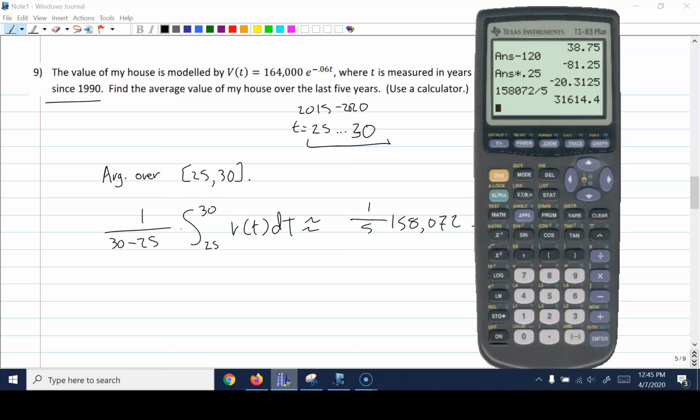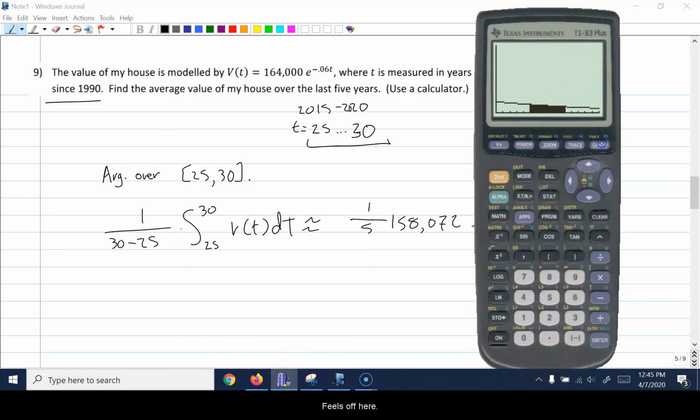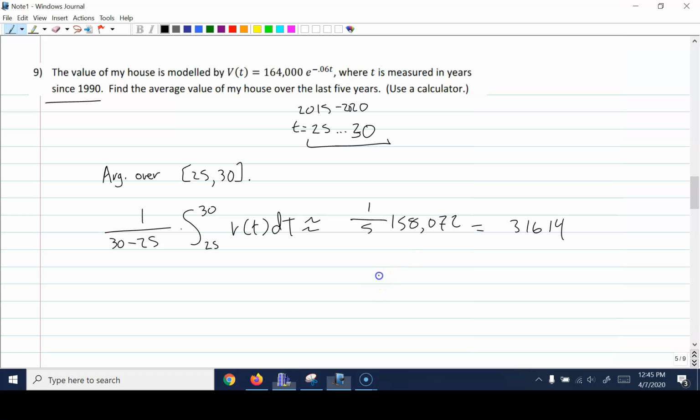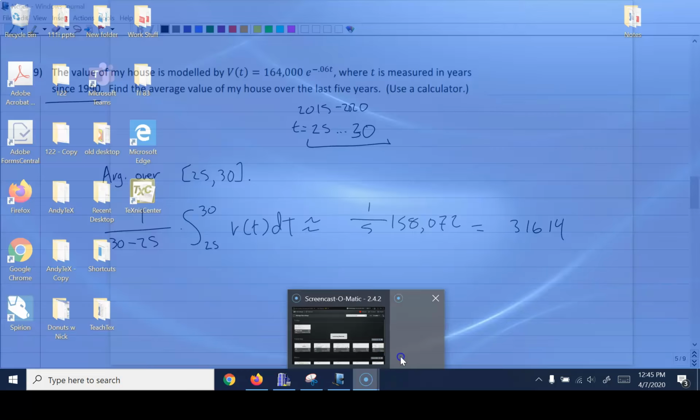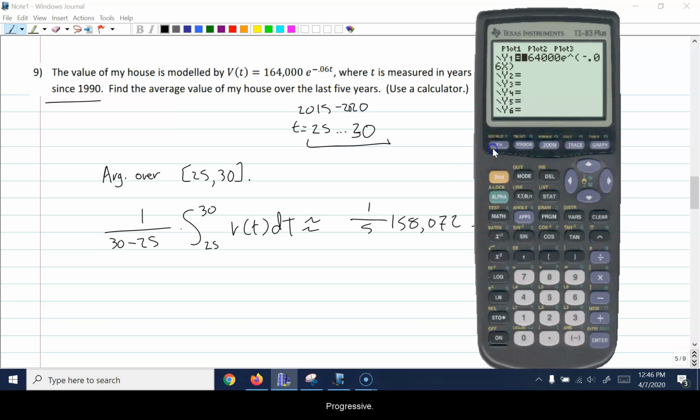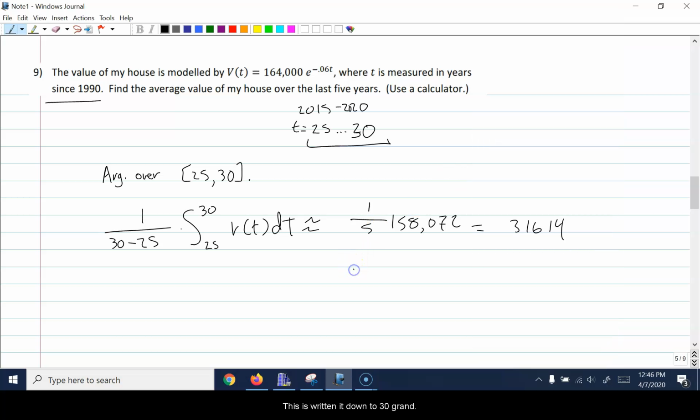Something feels off here. What is off here? Did I graph the function right? 164,000. Oh, okay, I guess this is right. My house is down to 30 grand. That's not great.